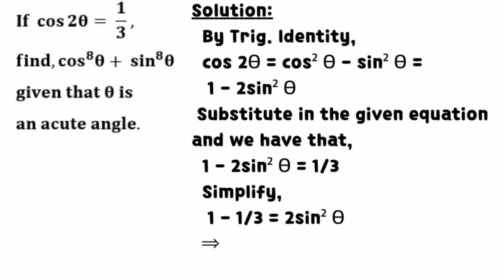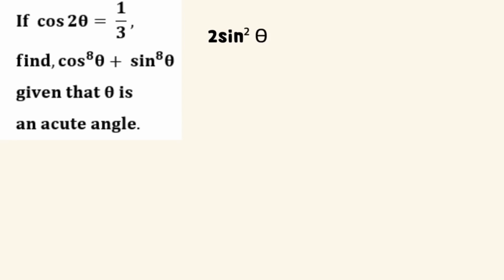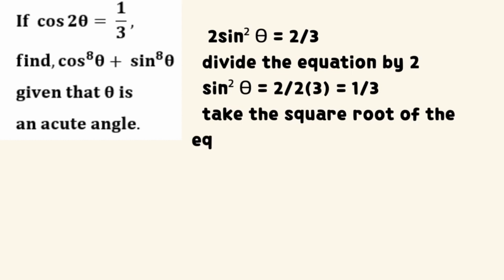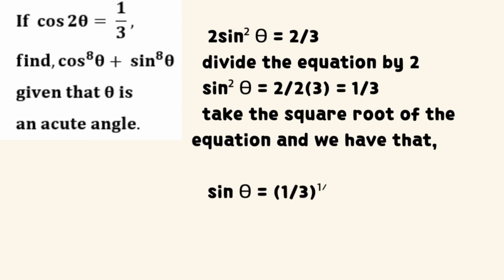Simplify by combining like terms, and we have that 1 minus 1 divided by 3 equals 2 times sine square theta. It implies that 2 times the square of sine theta equals 2 divided by 3. Divide the equation by 2 and we have that the square of sine theta equals 1 divided by 3.